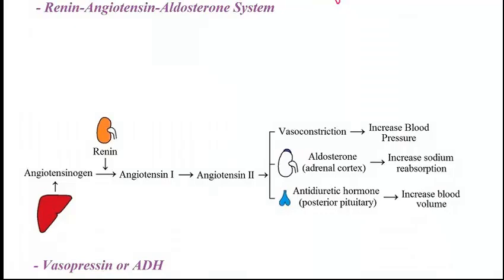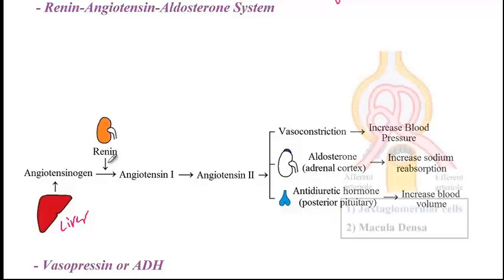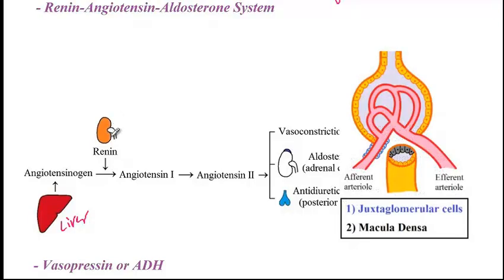All right, so basically this system uses multiple hormones to regulate blood pressure, volume, as well as osmolarity. The initial product of this system is being produced by the liver, and it's called angiotensin. And then in response to low blood pressure in the juxtaglomerular cells or low sodium in the macula densa of the distal convoluted tubule. So here we have two mechanisms.